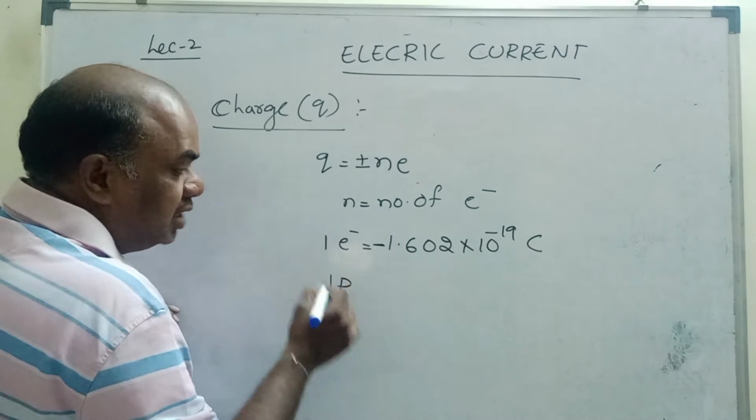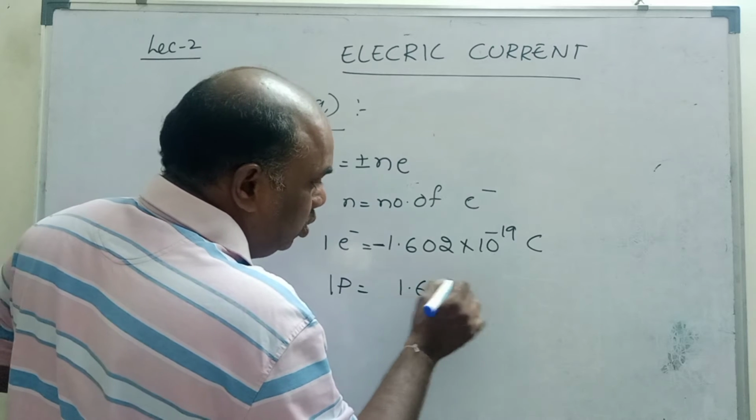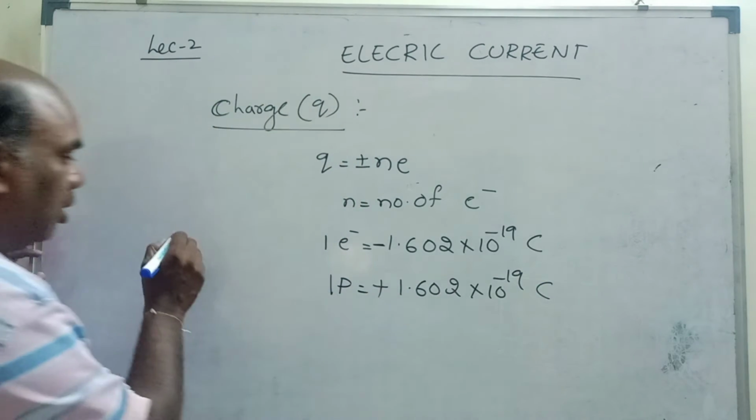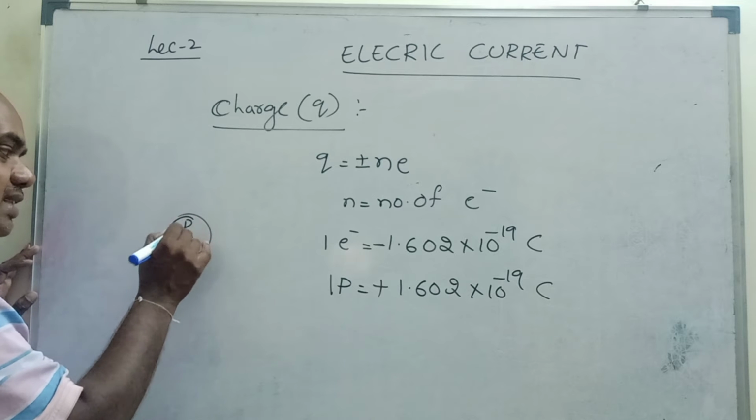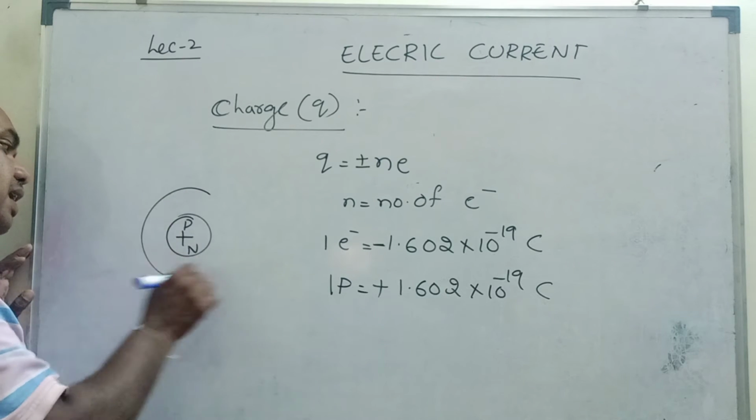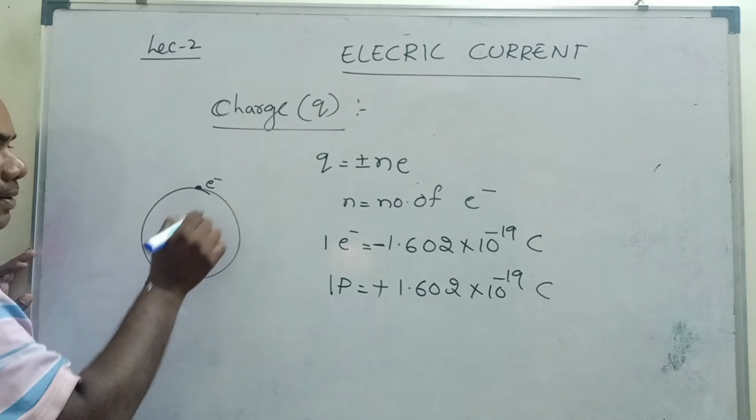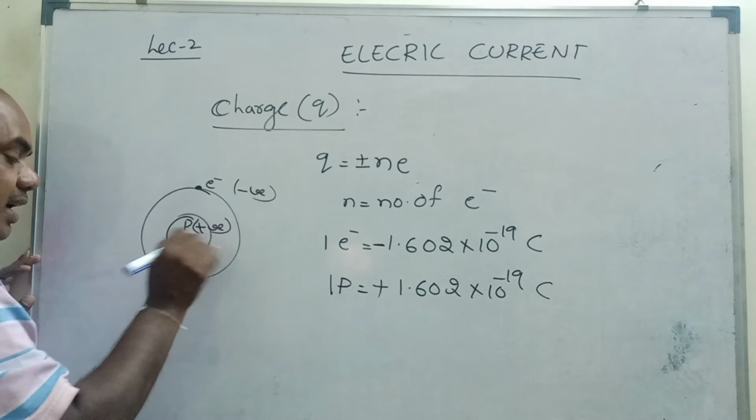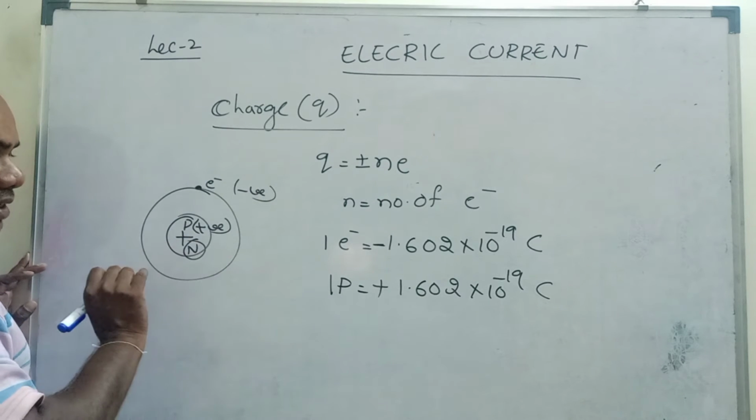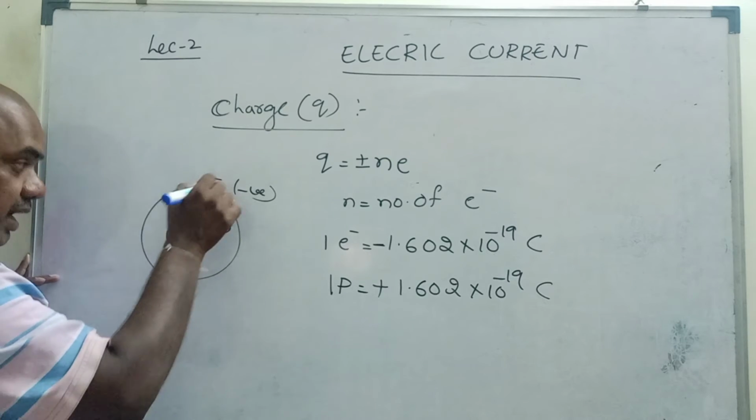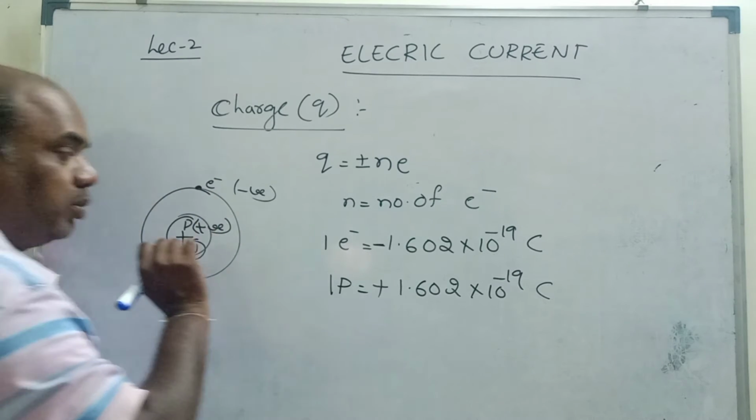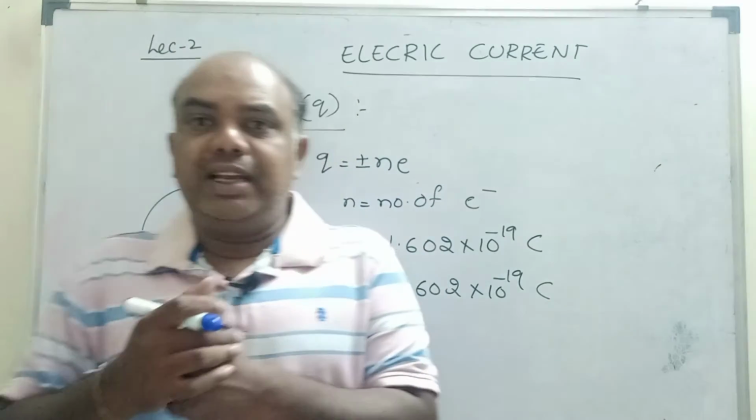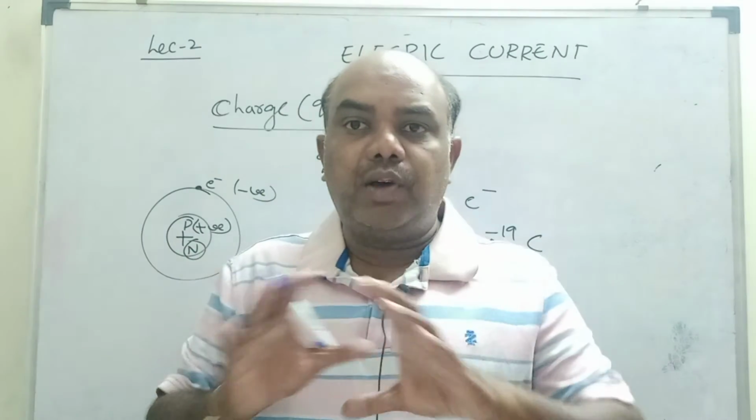One proton charge is also the same, 1.602 into 10 power minus 19 Coulomb, but it is plus. Proton is present in the nucleus. Protons and neutrons are present in the nucleus. Electrons are revolving around the nucleus. Electron charge is negative, proton charge is positive, so it is electrically neutral. Neutron has no charge. However many electrons are present, that many protons are present. That means positive charges and negative charges are always equal, so electrically one atom is always neutral.